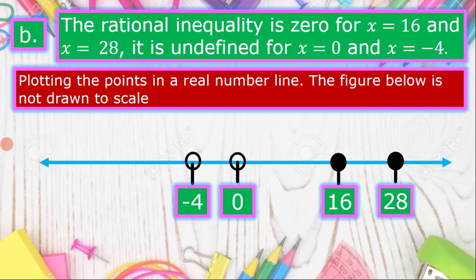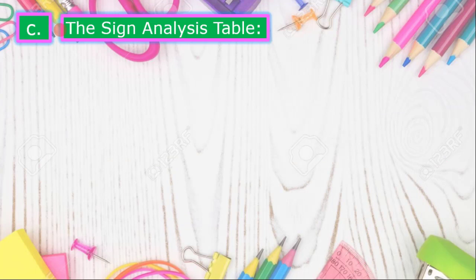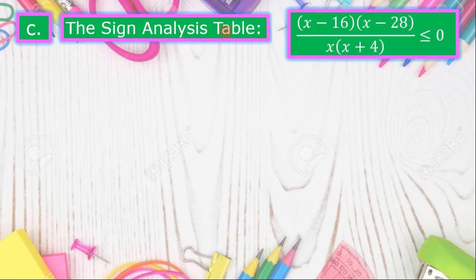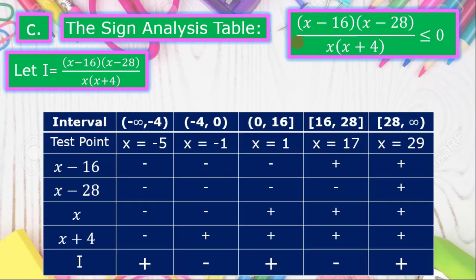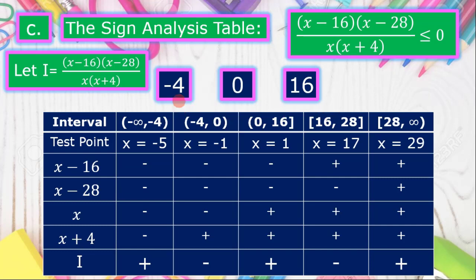Let's proceed to letter C, the sign analysis table. So we have here the original expression, and keeping in mind those critical points that we have earlier, let's recall them. So let's say this is the line here for our real number line. So we have -4, this one, then 0, then 16, and 28. I presented here the sign analysis table. Let me discuss this one by one.